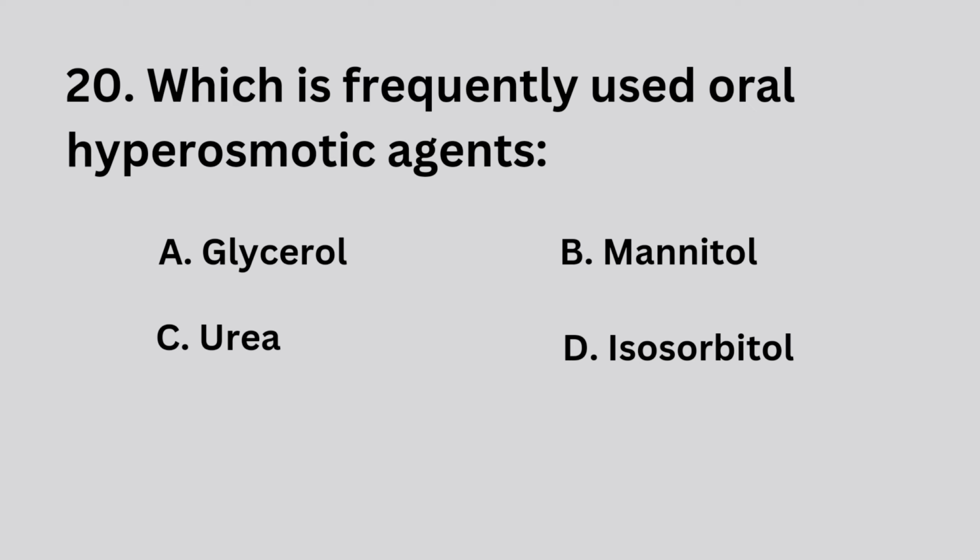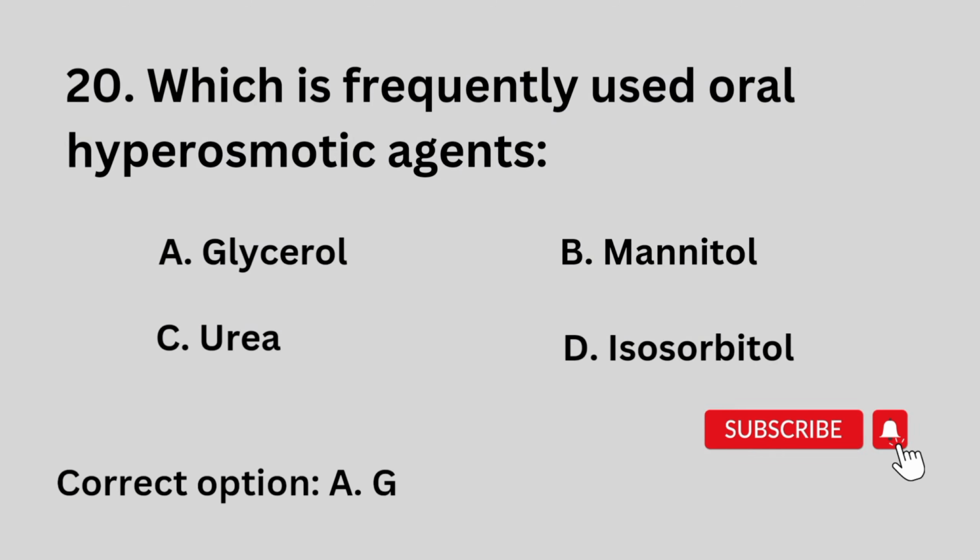Next question. Which is frequently used oral hyperosmotic agents? Option A, glycerol, option B, mannitol, option C, urea, and option D, isosorbitol. Correct answer is option A, glycerol.